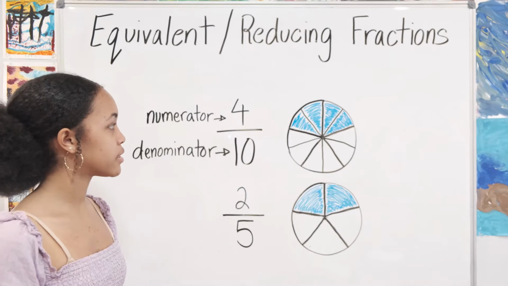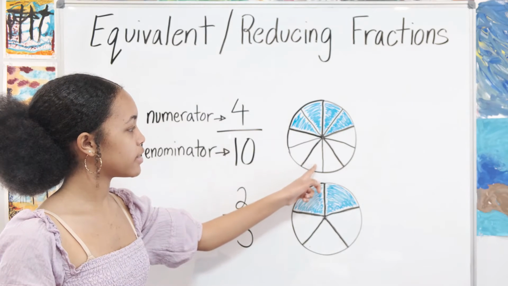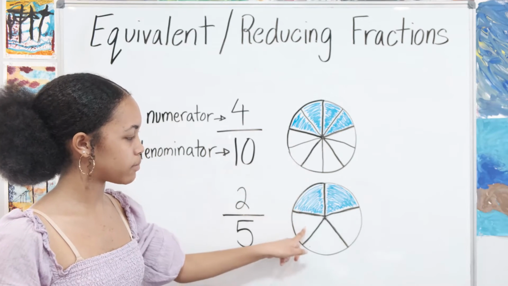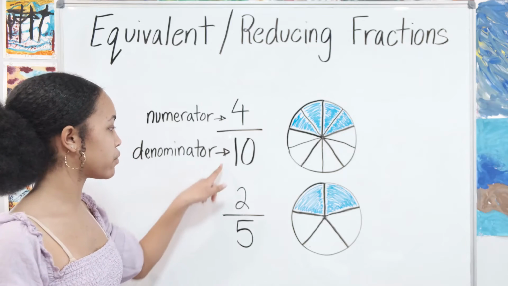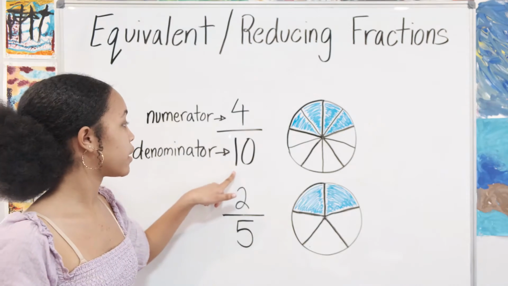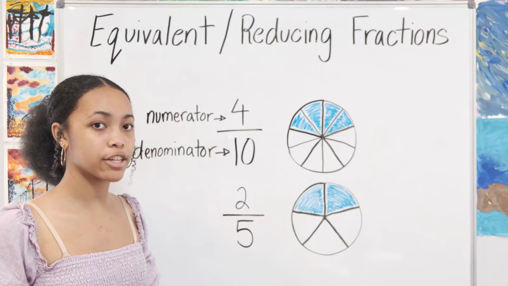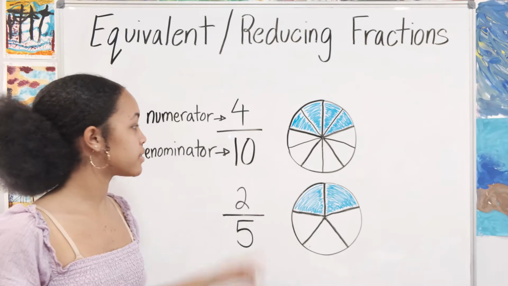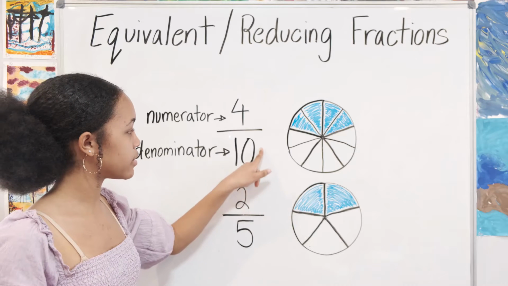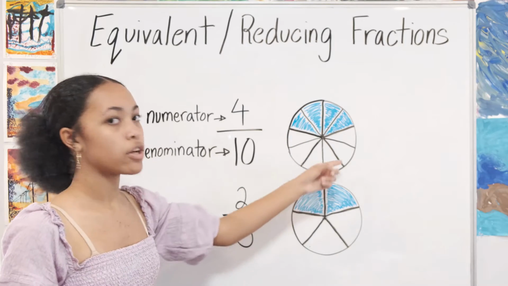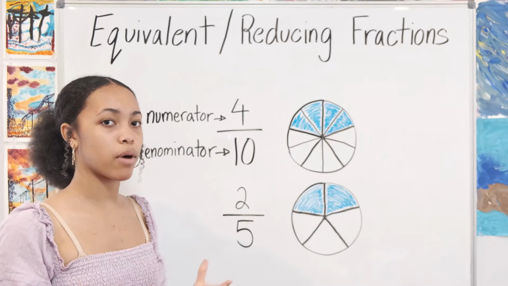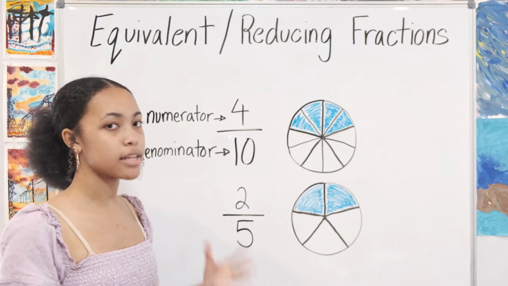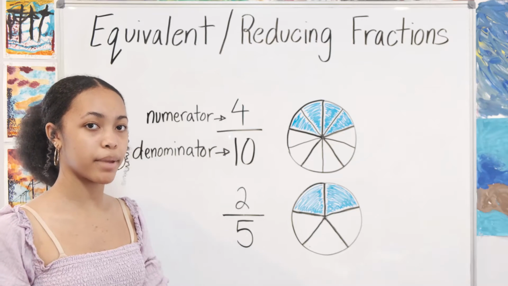Now, if you notice, there are more parts in this fraction than there are in this fraction. But these parts are smaller than these parts. That's because the bigger your denominator is, the smaller the parts are in the fraction. So if you look at 10 and 5, 10 is bigger than 5, which means that the fraction with the denominator of 10 is going to have smaller parts, but there are going to be more parts in the whole. And the fraction with the denominator of 5 is going to have less parts, but those parts are going to be bigger.